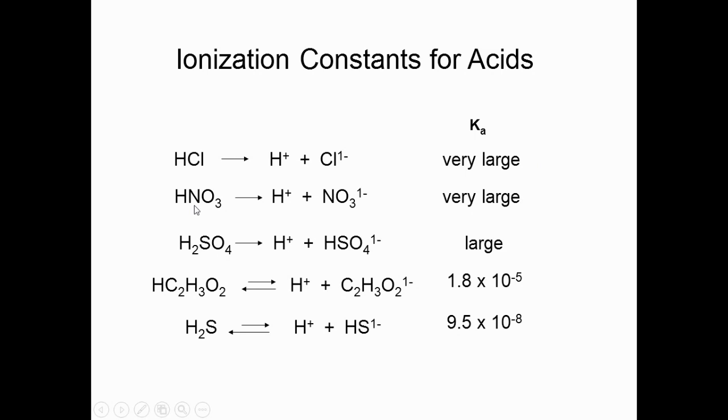Nitric acid, another strong acid, very large. Sulfuric acid has a large Ka. It's not quite as large, but it gives most of its protons away. Here's acetic acid, clearly a weak acid, and there's its Ka.